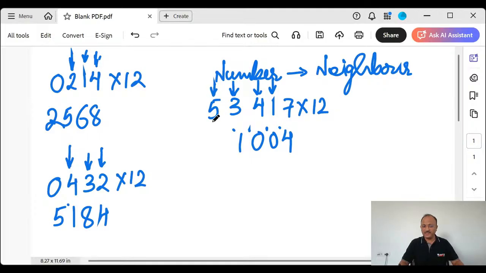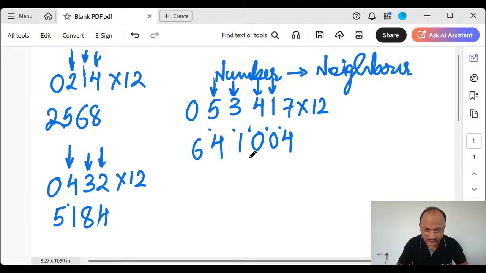Then double of 5 is 10, plus 3, the neighbor, is 13, and there is a carry of 1. So we'll write 14, and then we'll put a dot. Nothing is there, so we'll take it as 0, doubled, or else in the last step you can just write the last digit by adding the carry. 5 plus 1 is 6. But many people will forget this. That's why I make a methodology of writing 0 beside this.